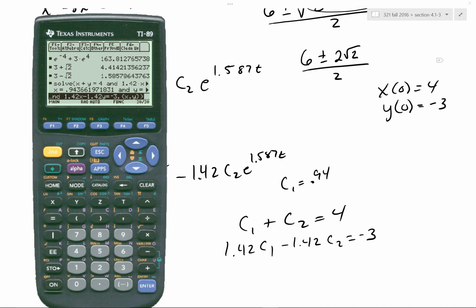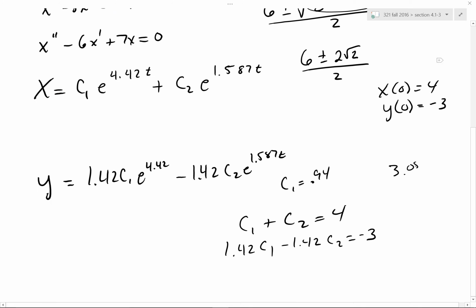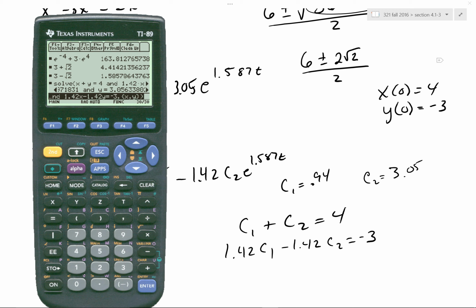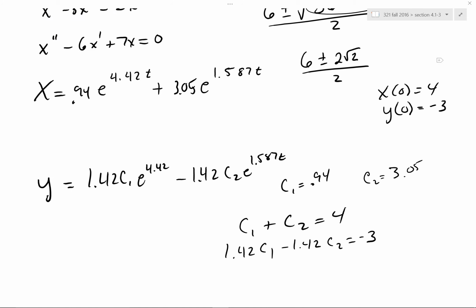And 3.05. Okay, so simply plugging them in. 0.94, 3.05. Yeah. Oops. And 1.33. 1.33 and 4.33.